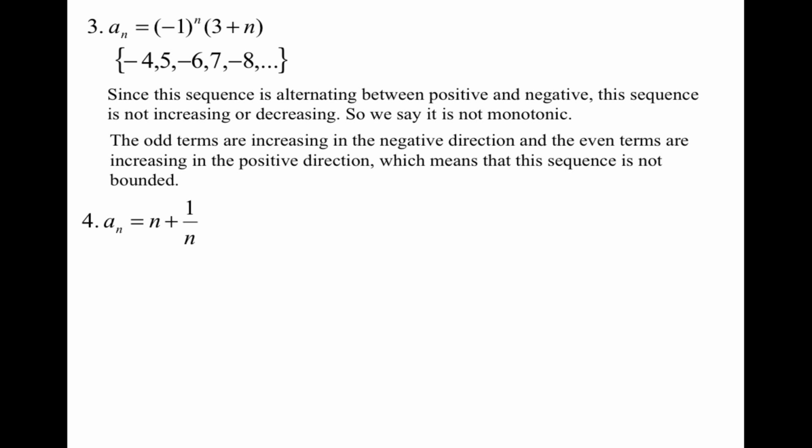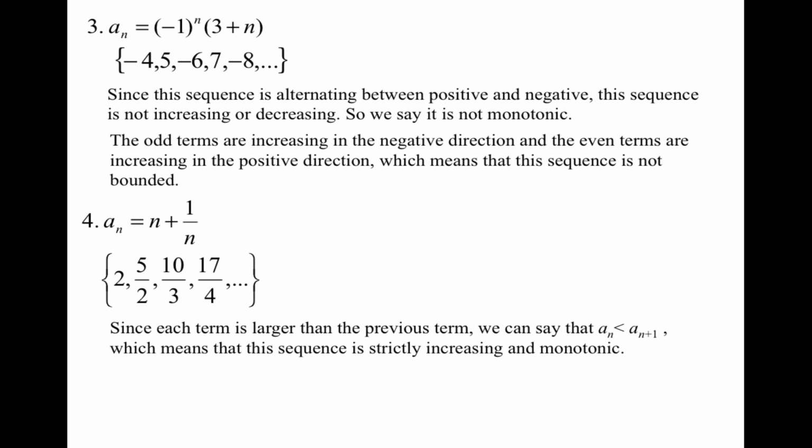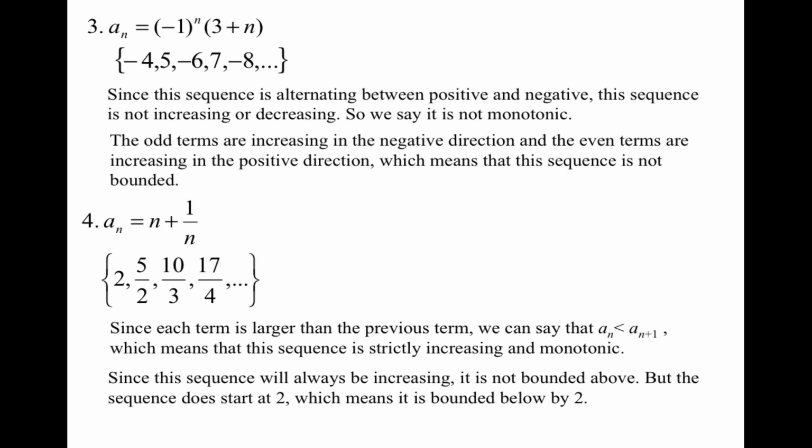All right, this example, n squared plus 1 over n. If I was to extend out this sequence, I would get 2, 5 over 2, 10 over 3, 17 over 4, etc. Since each term is larger than the previous term, then we can say that a sub n is less than a sub n plus 1, which means that this sequence is strictly increasing and monotonic. And since this sequence will always be increasing, it is not bounded above, but the sequence does start at 2, which means it is bounded somewhere below by 2.